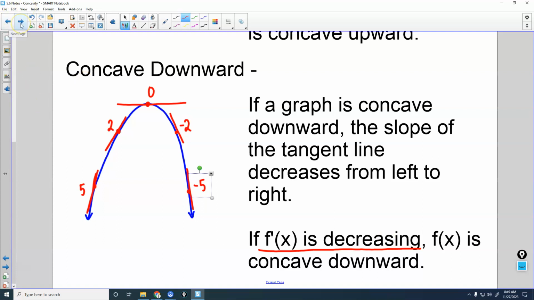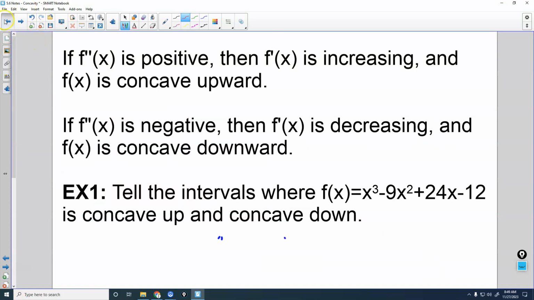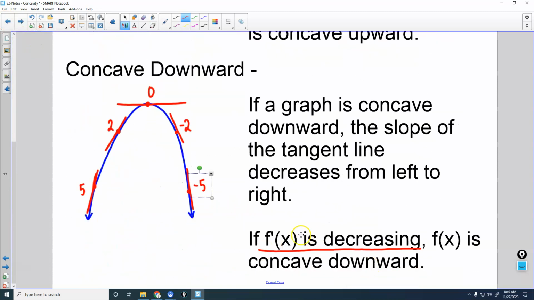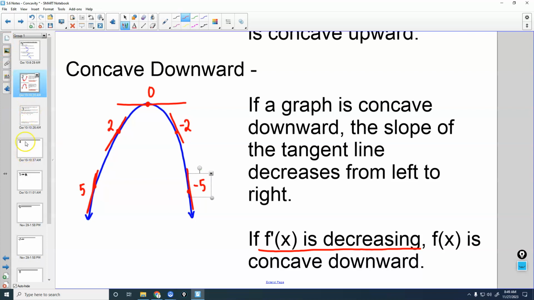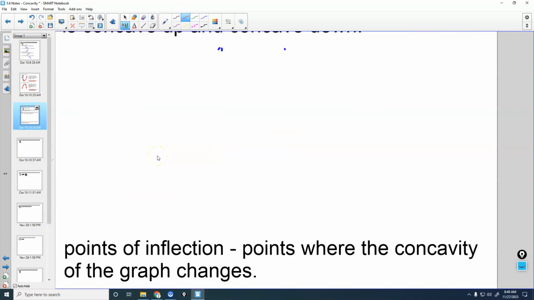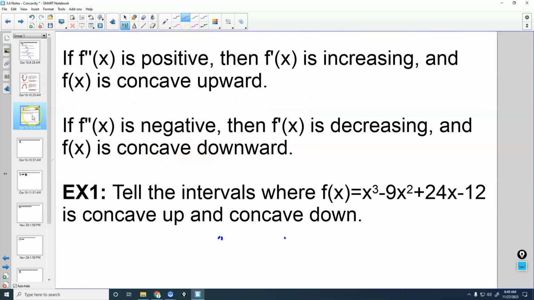So when we're talking about f prime being increasing or f prime being decreasing, we can think about that from our second derivative. And did I put anywhere in here where we're going to need to add that in? Okay. All right, so the chart, I'm going to make us a chart here in a second that'll help us. So if f double prime is positive, then f prime would be increasing, and then f would be concave up. If f double prime is negative, f prime is decreasing, and f is concave downward.